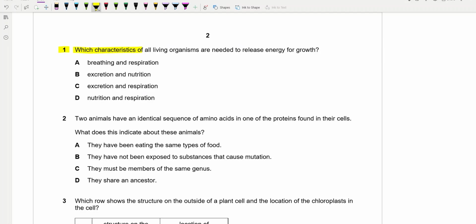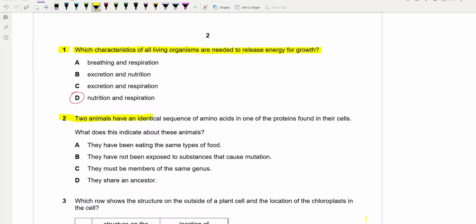Which characteristics of all living organisms are needed to release energy for growth? Option A. Breathing and respiration. Option B. Excretion and nutrition. Option C. Excretion and respiration. Option D. Nutrition and respiration. So the correct answer would be nutrition and respiration. Option D.